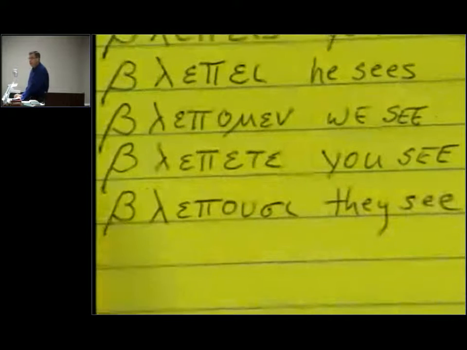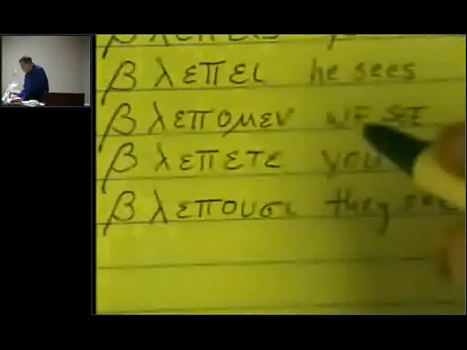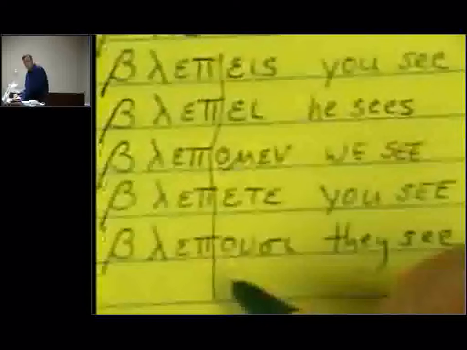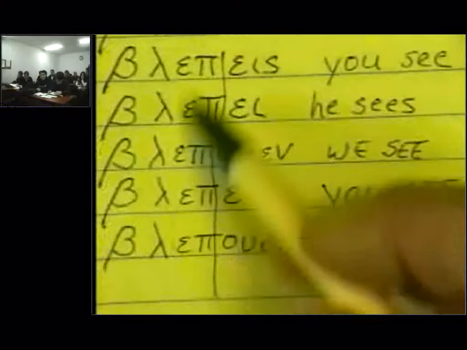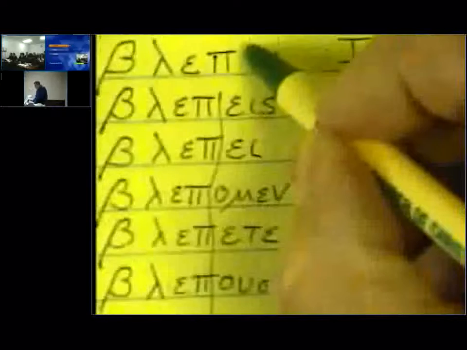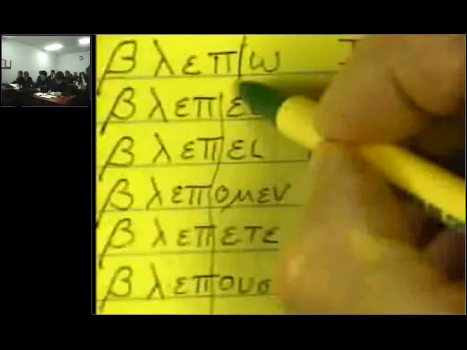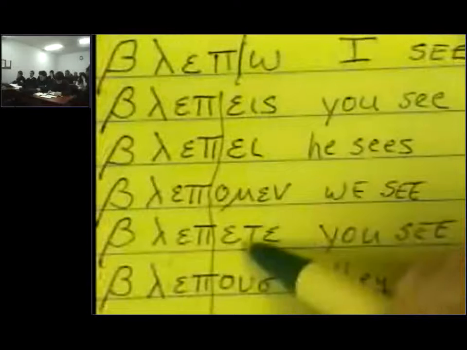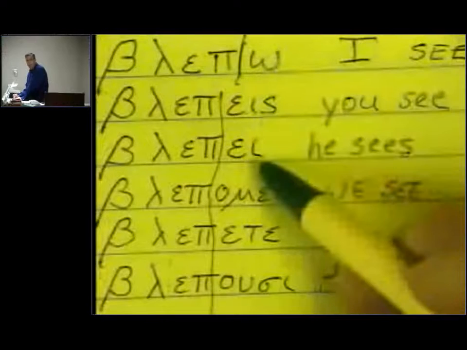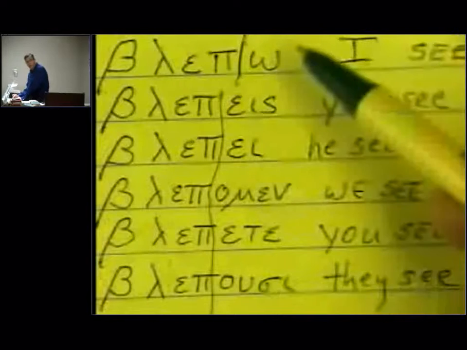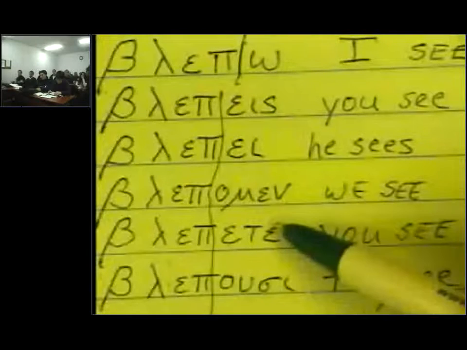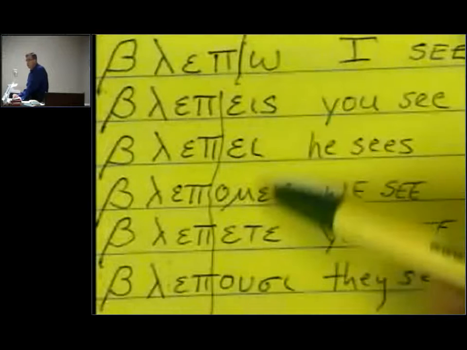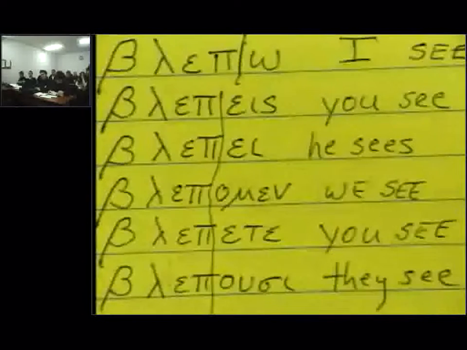All right. Now, here's our stem. See, our stem is right here, blep. That's our verb stem. And the stem doesn't change. But the endings change. So you have o, eis, ei, omen, ete, ousi. Those are the endings that change the person.